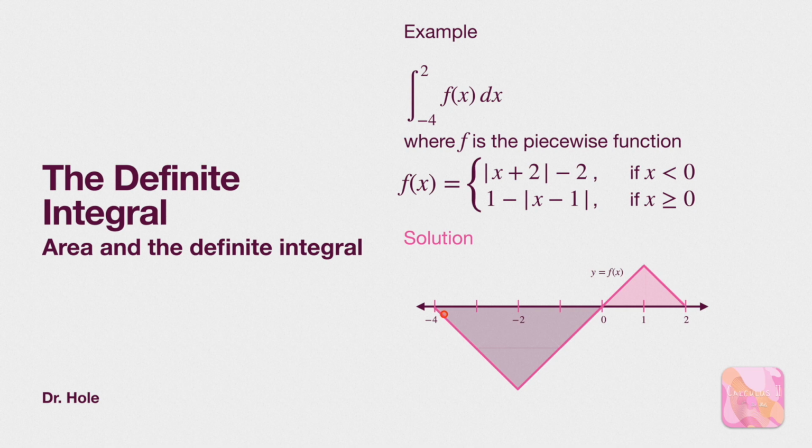So let's do that for the larger triangle. The base is 4 and the height is 2. 2 times 4 is 8, divided by 2 gives you 4. So the larger triangle would have an area of -4. And the smaller triangle with base 2 and height 1 will have an area of 1. So let's mark those down.